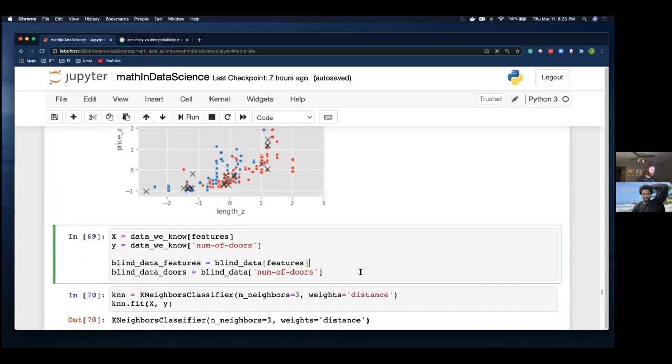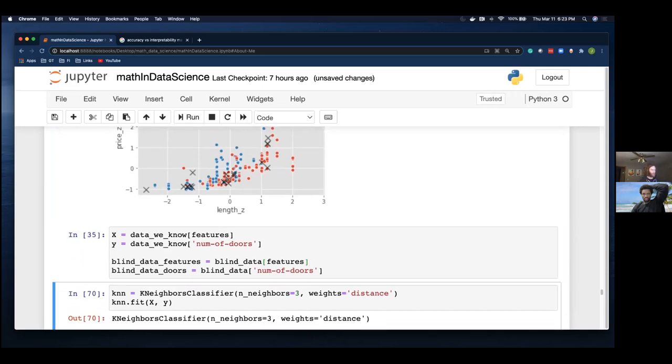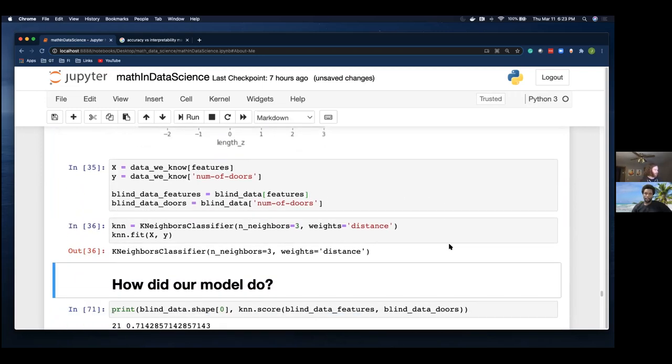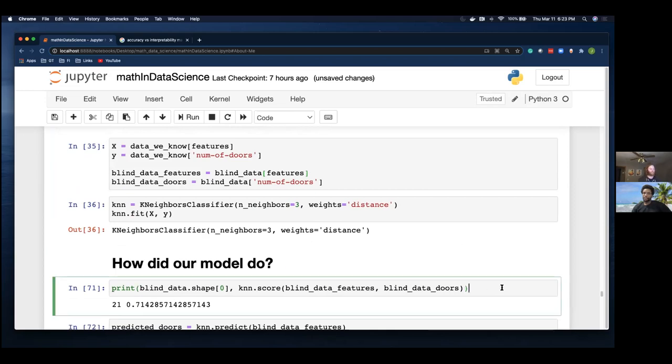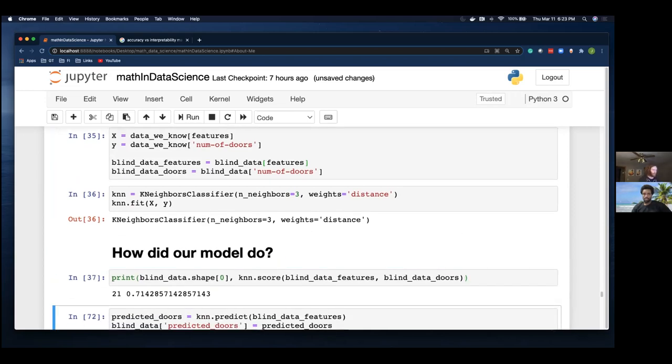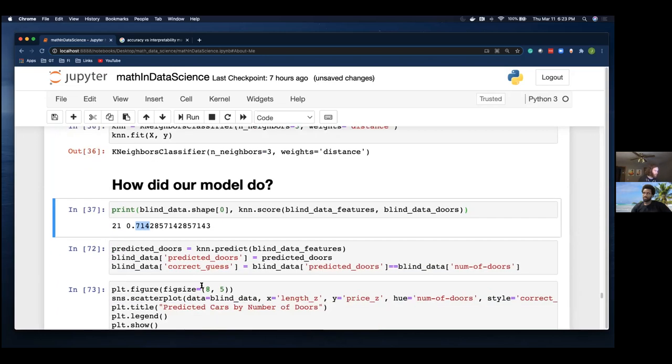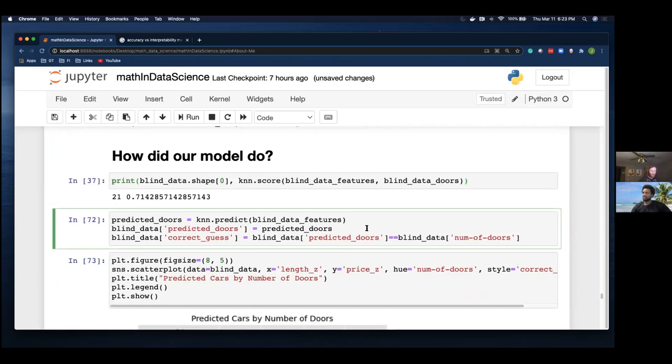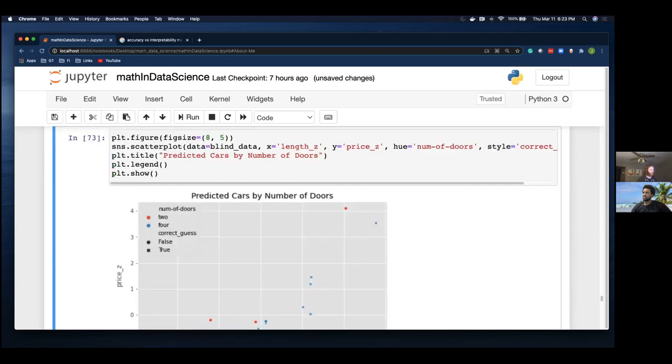So now I'm going to apply this k nearest neighbors classifier. And let's just see how our model did. What I'm showing here is that on 21 data points, it was 71% accurate. And what we can do now is take a look at our predictions.